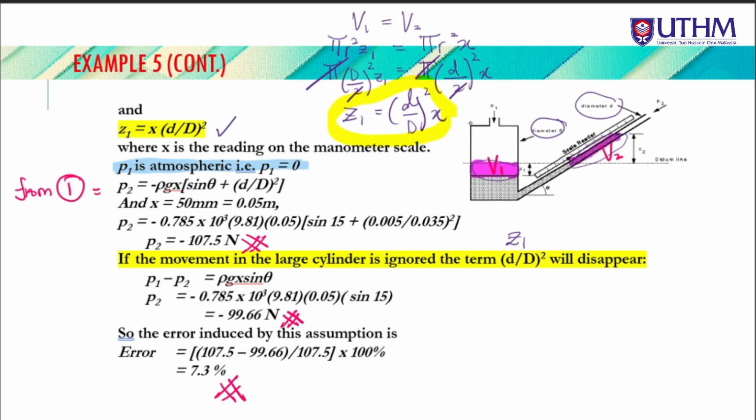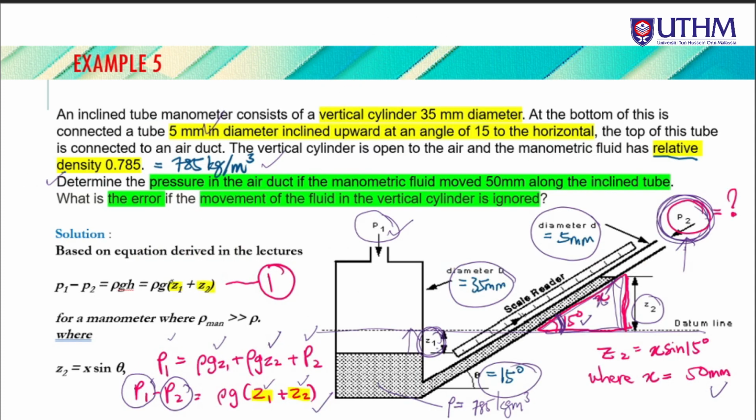So kita compare in term of volume, perbezaan volume. So where X is the reading on the manometer scale. So P1 macam saya cakap tadi is atmospheric. Since P1 is 0, so kita substitute daripada equation 1 tadi, P1 equals to 0.